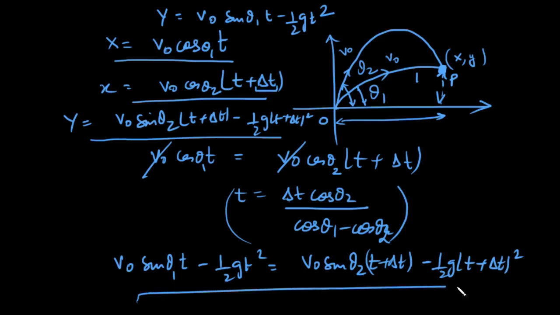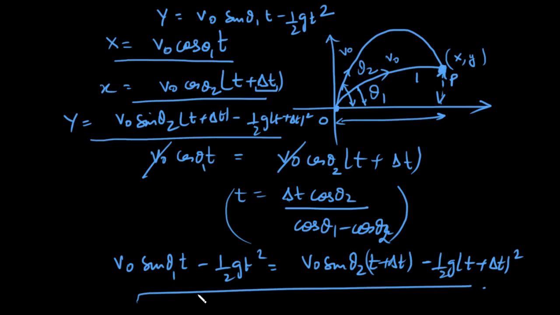Okay, this is it. You see, since the first projectile, let us say, was fired at t equal to 0, and it took time t, the next projectile was fired at t equal to delta t, and then it will take t plus delta t time.